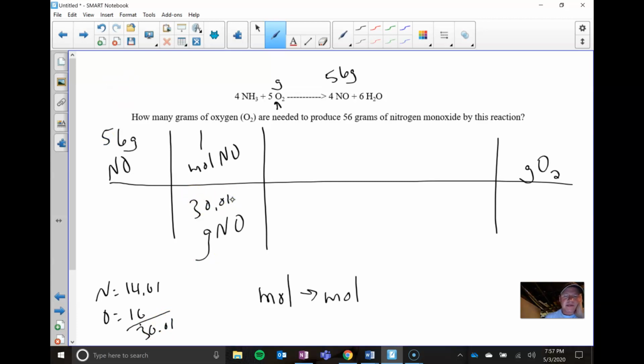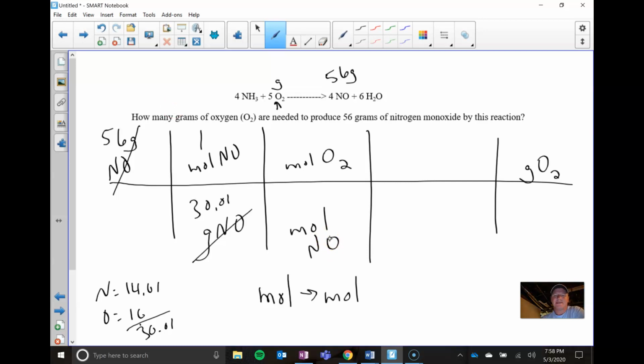Okay, so now I cancel my grams of nitrogen monoxide, sorry, I keep doing that. And now I'm in moles of nitrogen monoxide. And that's a good thing, because this next step is when I'm going to convert moles of the first substance to moles of the substance that I'm moving toward. Moles of O2. Now, let me make that a little bigger.